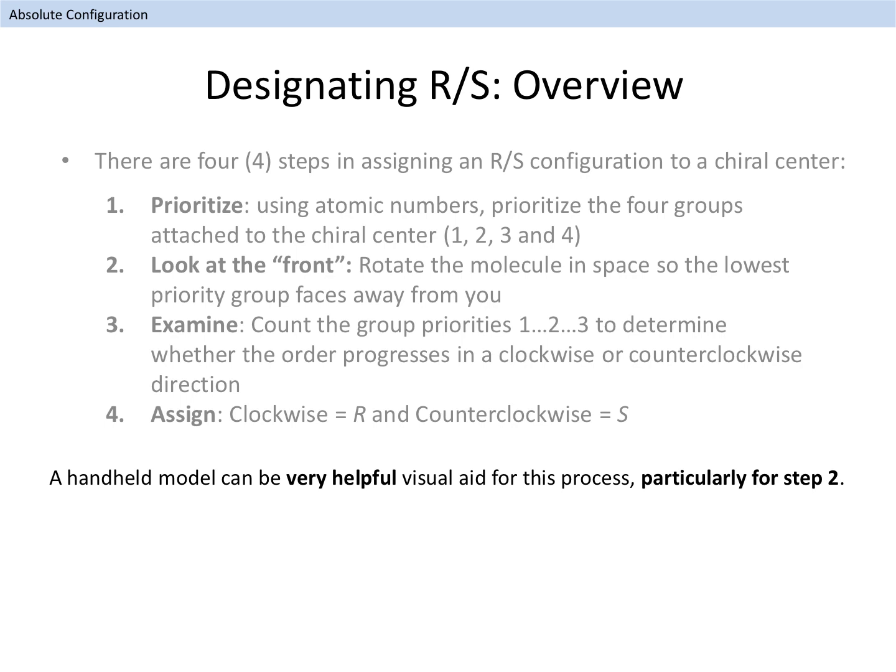Step 2. Look at the front. Rotate the molecule in space so that the group with the lowest priority, group 4, is positioned at the back, facing away from you. Step 3. Examine. Count the priorities of the groups 1, 2, 3, to determine whether the sequence progresses in a clockwise or counterclockwise direction.